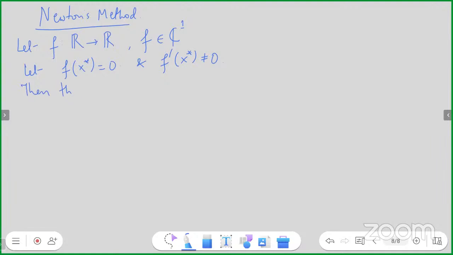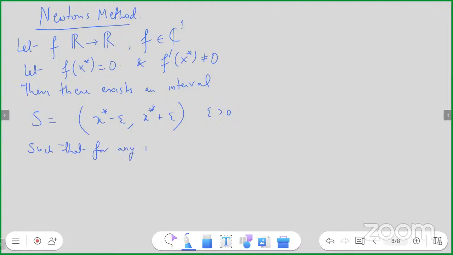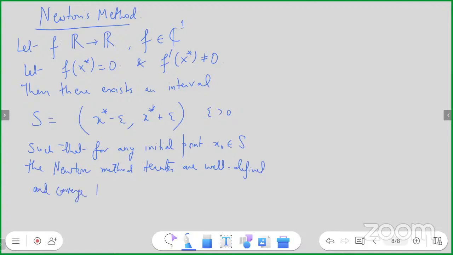Then this is the punchline. Then there exists an open interval S equal to x star minus epsilon, x star plus epsilon, epsilon greater than 0, such that for any initial point x0 belonging to this set S, the Newton method iterates are well defined and converge to x star.